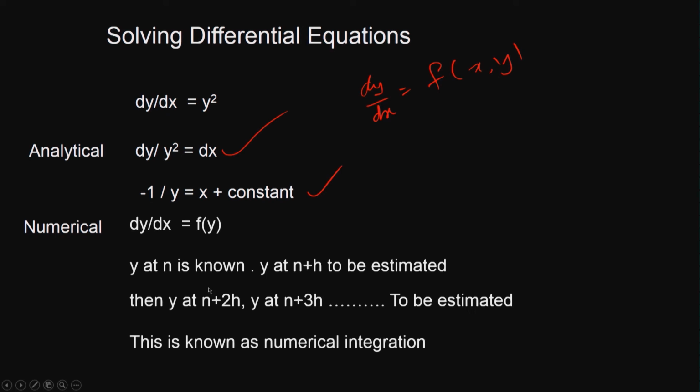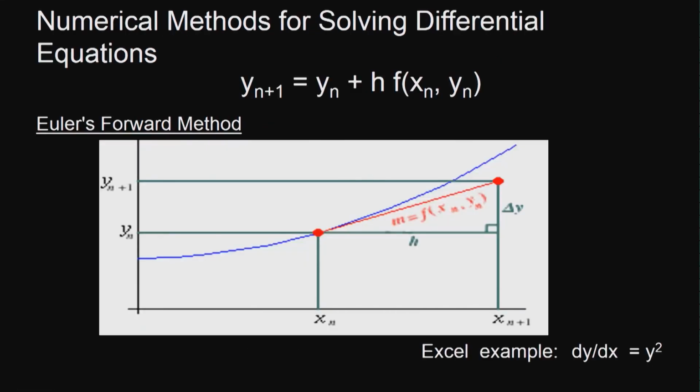So, we want to find out y at different points, at x_n plus h, x_n plus 2h, x_n plus 3h, like that. This is known as numerical integration. There are many methods, simple and very difficult methods. For example, the easiest one is called Euler's forward method.